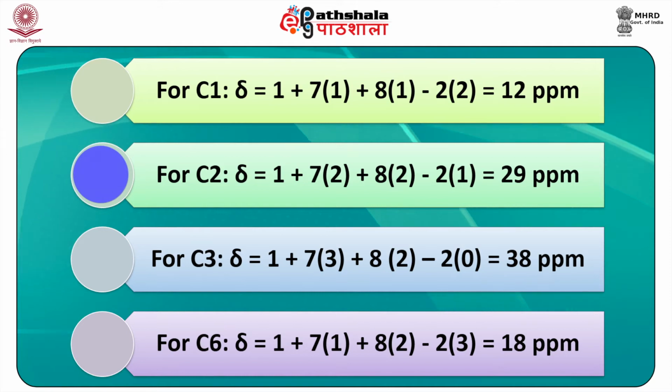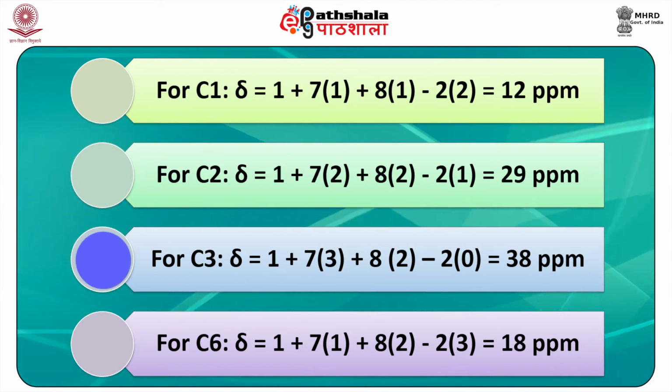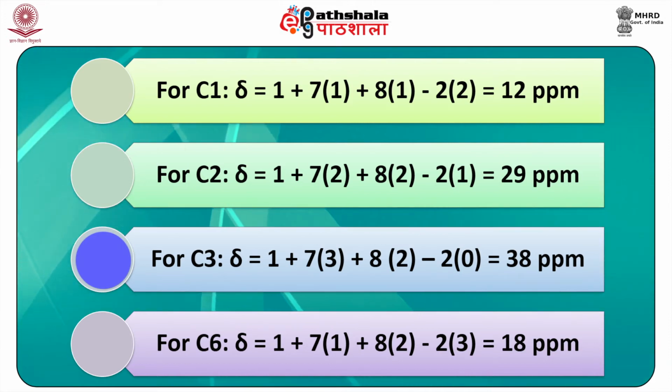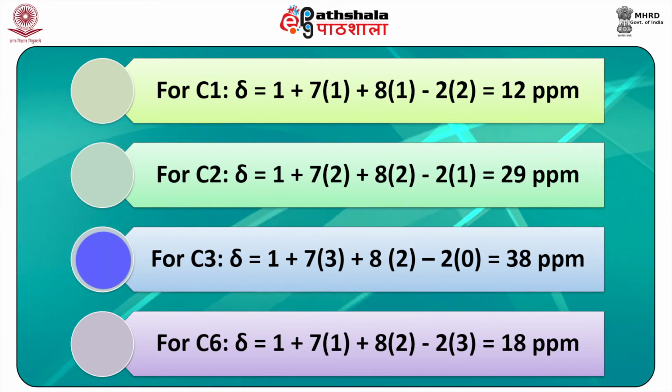For the second carbon atom, the delta value will be 1 plus 7 into 2 plus 8 multiplied by 2 minus 2 multiplied by 1, which is equal to 29 ppm. For the third carbon atom, the delta value is 1 plus 7 multiplied by 3. Again I repeat, as we can see from the structure, there are 3 carbon atoms which are 1 bond away, plus 8 multiplied by 2, as there are 2 carbon atoms which are 2 bonds away, and 2 multiplied by 0 as there is no carbon atom which is 3 bonds away, and that makes a total of 38 ppm.